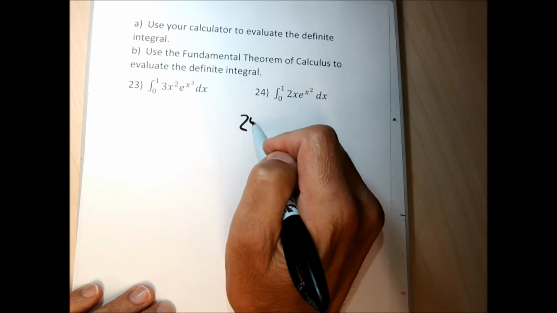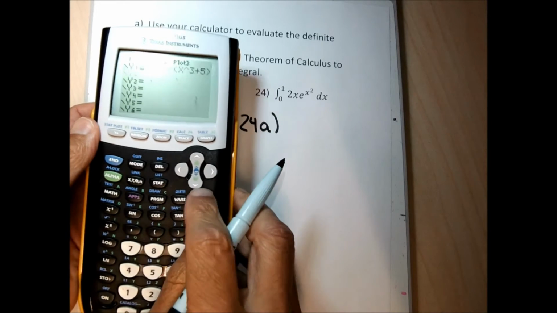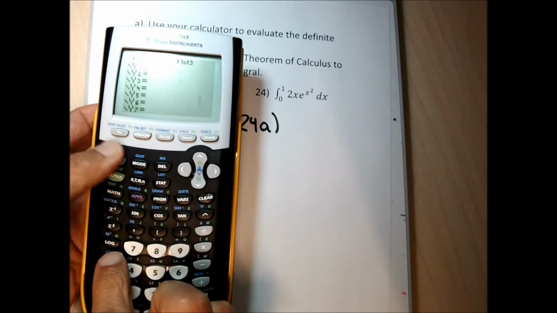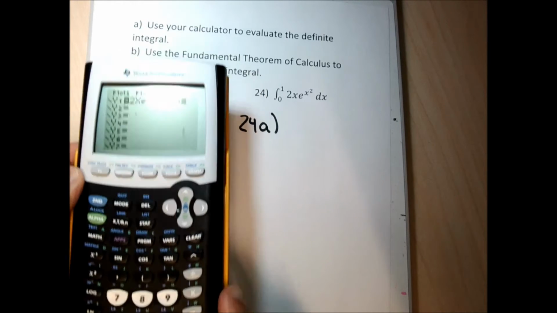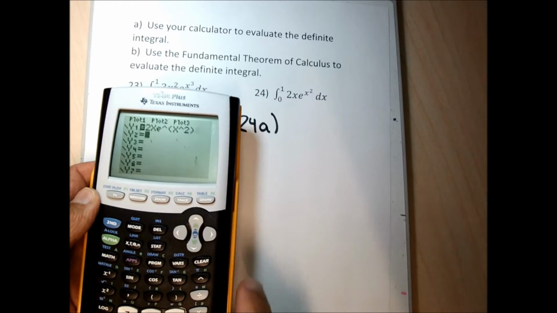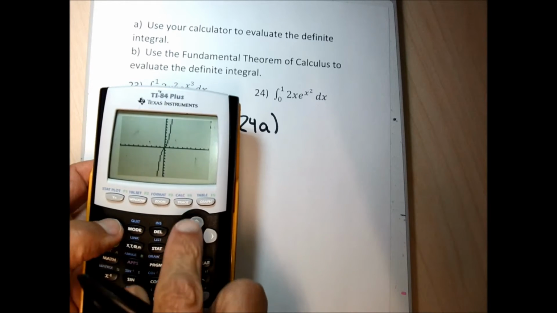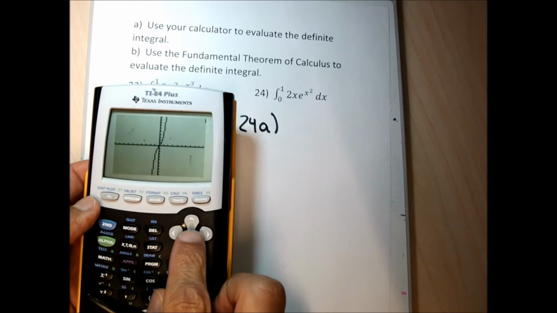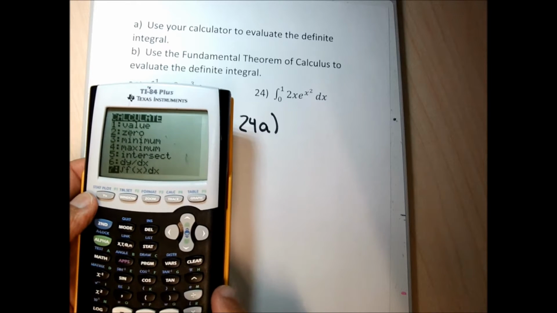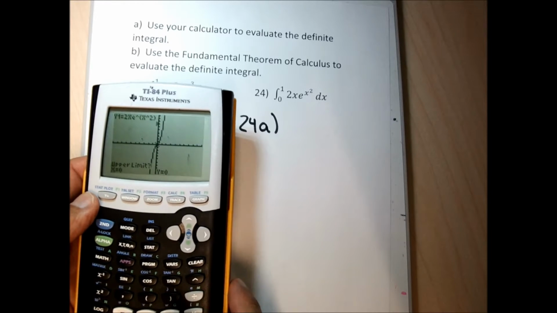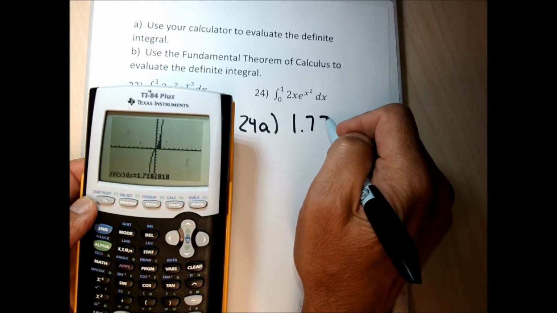24a. Y equals clear 2x second e to the x up arrow 2. There's the function. Graph it. Second calc. Lower limit 0, upper limit 1. I get 1 point, and I'm going to round that to 1.72.